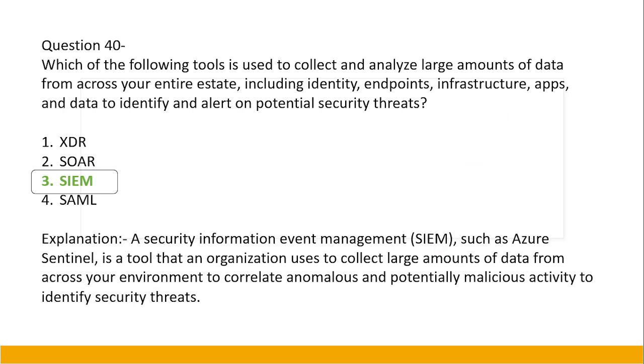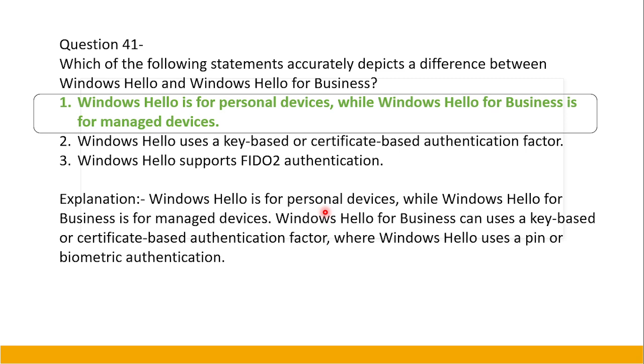Moving on to question number 41. Which of the following statements accurately depicts a difference between Windows Hello and Windows Hello for Business? Option 1. Windows Hello is for personal devices while Windows Hello for Business is for managed devices. Option 2. Windows Hello uses key-based or certificate-based authentication factor. Option 3. Windows Hello supports FIDO2 authentication. Here in this case, the correct option is option 1, which is Windows Hello is for personal devices, while Windows Hello for Business is for managed devices.